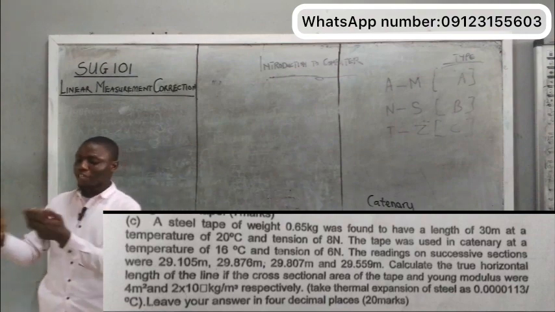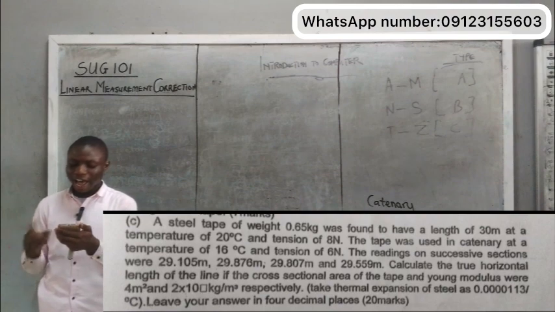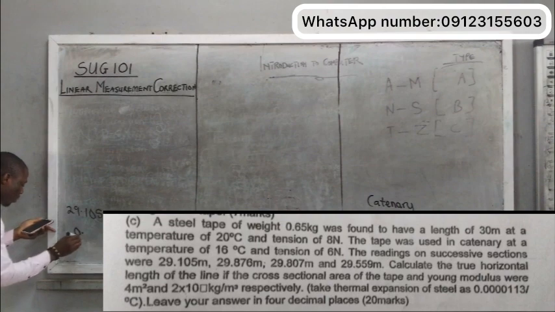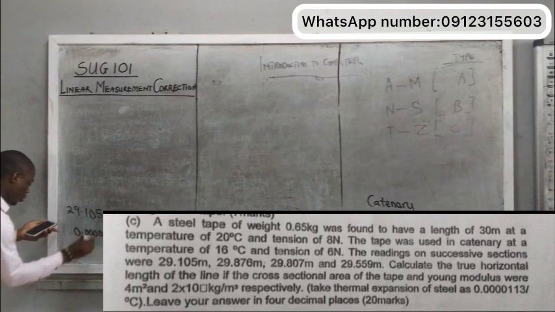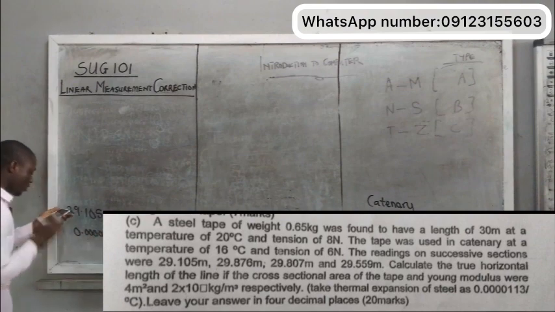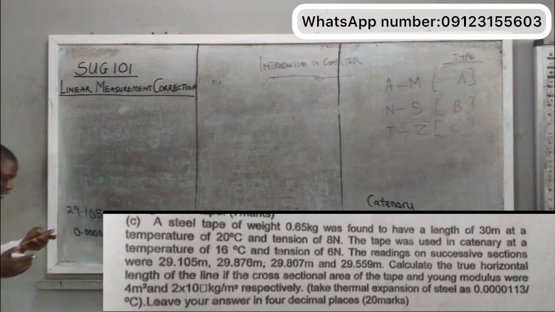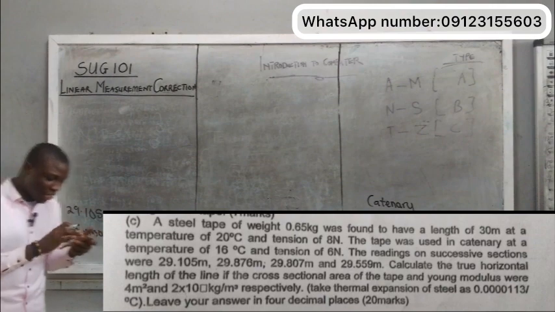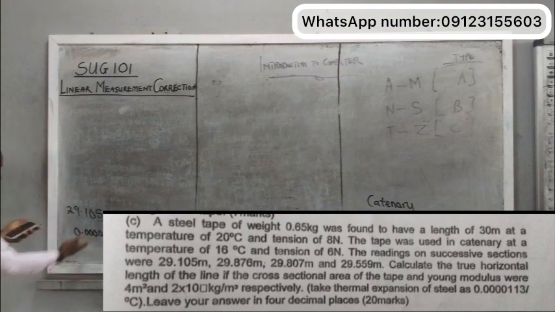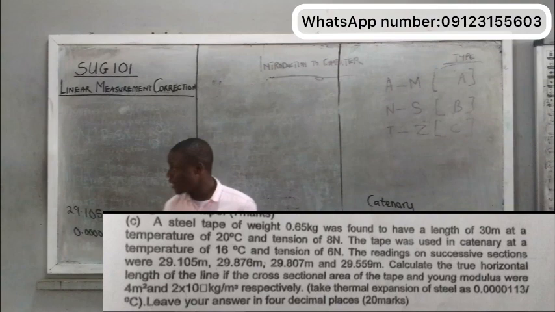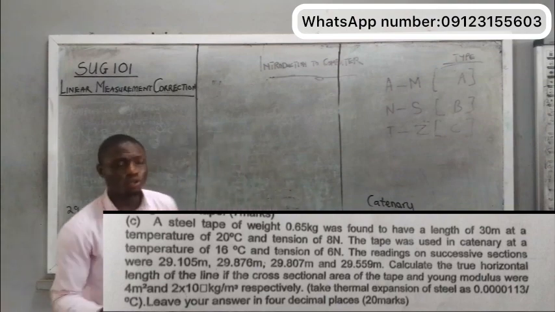Take thermal expansion of T as 0.0000113 per degrees Celsius. Leave your answer in 4 decimal places. We are told to leave our answer in 4 decimal places. So how do I solve this?